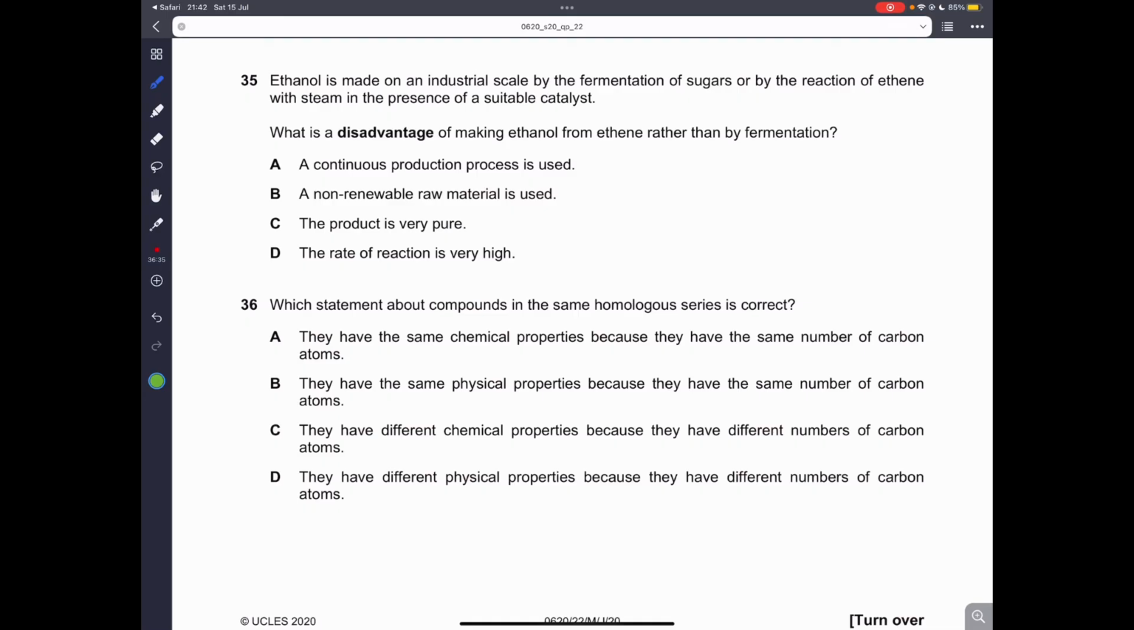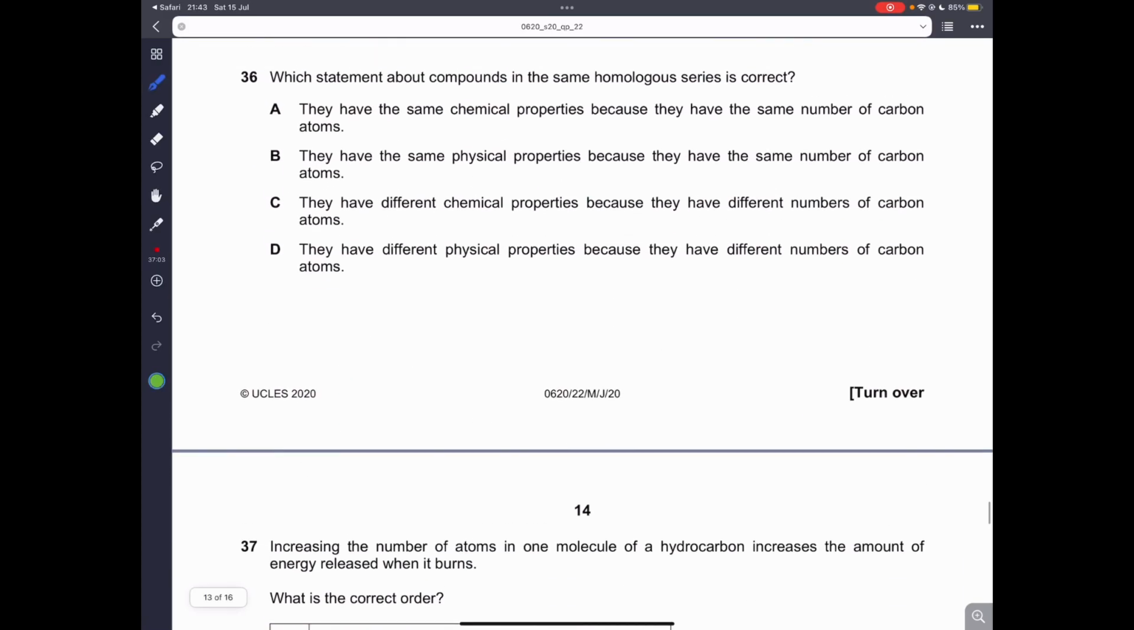35. Ethanol is made on an industrial scale by fermentation of sugars or by the reaction of ethene with steam. This is called hydration, in the presence of a suitable catalyst. What is a disadvantage of making ethanol from ethene rather than by fermentation? One disadvantage is that it uses a non-renewable raw material. So B is the correct answer.